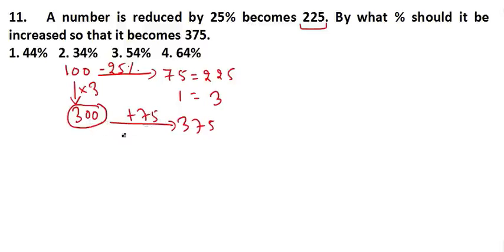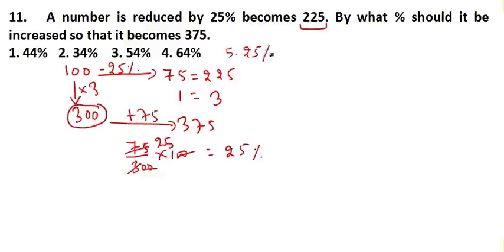So now this is of what percentage? 75 on 300 into 100, the zeros get cancelled, 3 into 25 is 75, so it is 25. It means you have to increase by 25%. If you increase 25%, then 300 will become 375. I think 25 is not given in your options, there might be something wrong, but 25% will be your answer.